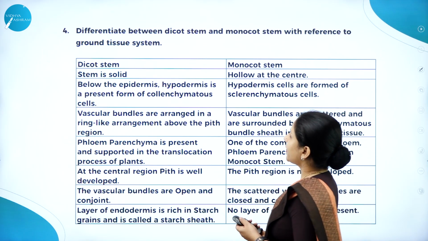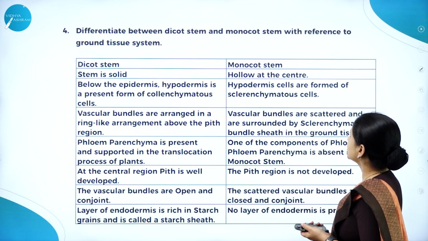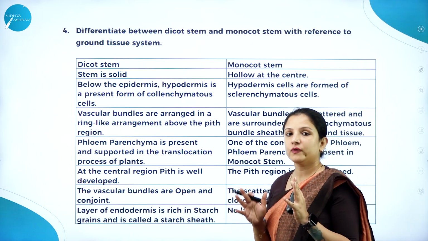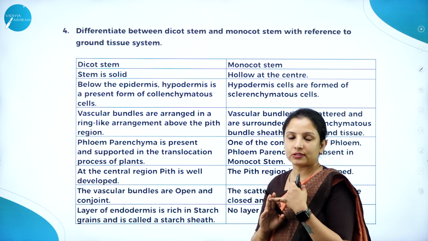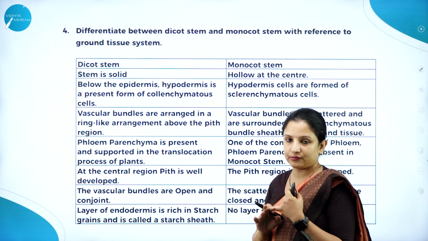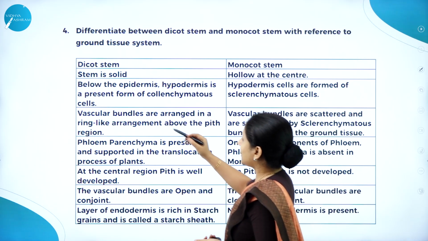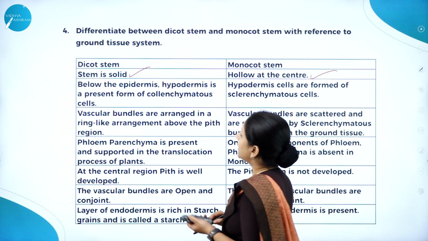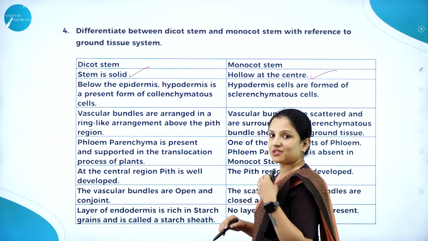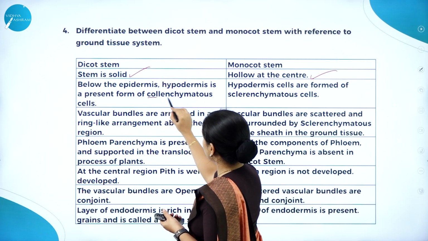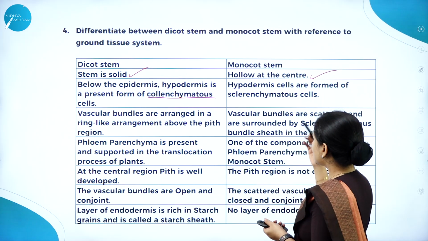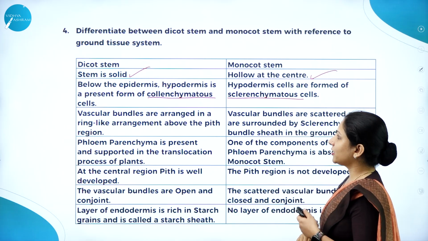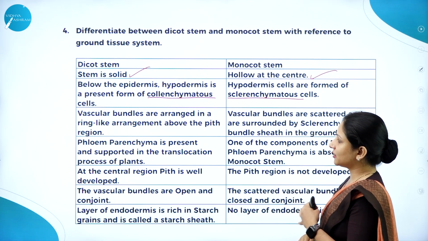Next question. Differentiate between dicot stem and monocot stem with reference to ground tissue system. Ground tissue system means with respect to the cortex, we have to differentiate. In dicots the stem is solid; in monocots it is hollow. In dicots, below the epidermis, the hypodermis is present. What is that hypodermis made up of? Collenchyma cells. In the case of monocots, what is the hypodermis made up of? Sclerenchyma cells.